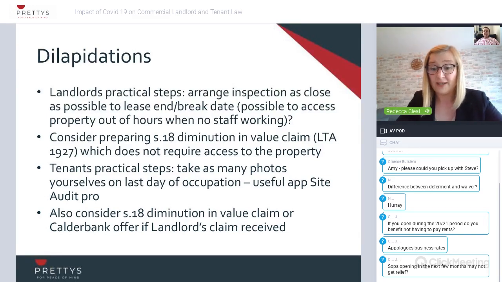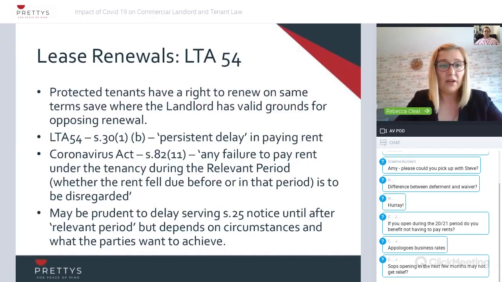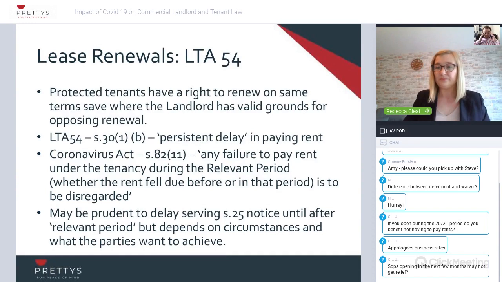Right. Moving on, I'm going to pass back to Graeme, who's just going to talk briefly about the impact of the Coronavirus Act on 54 Act lease renewals. It's got a little bit of an impact there, and then finally we'll move on to breaks and other ways a lease can be terminated. So I shall pass that to Graeme.